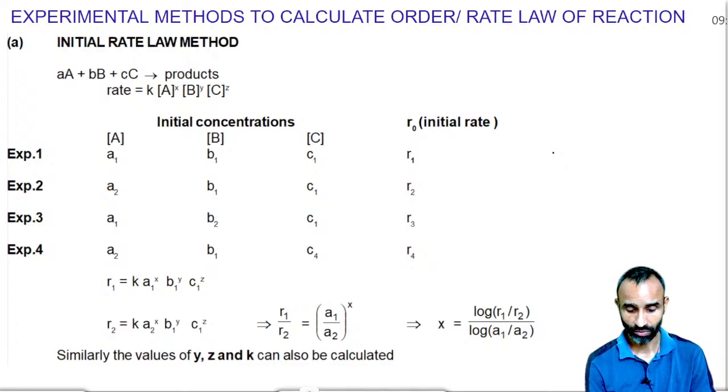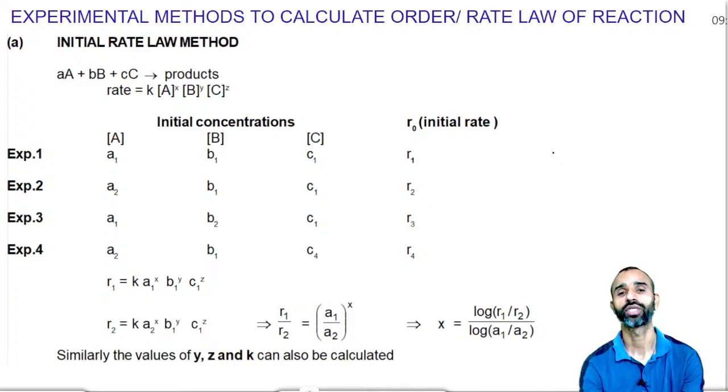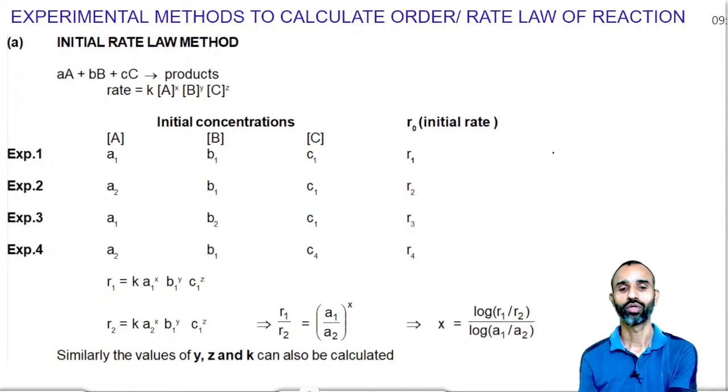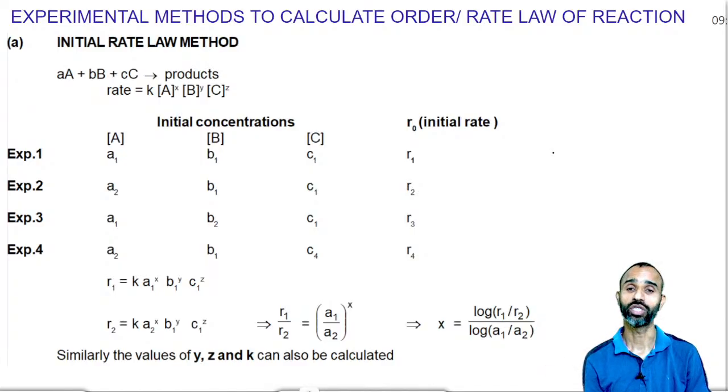In the initial rate law method, let us say we have a reaction in which a moles of A react with b moles of B and c moles of C to give product, and rate is k, [A] raised to power x, [B] raised to power y and [C] raised to power z. So the order of reaction is x plus y plus z. We can calculate x, y and z from the experimental method. Let us say we do 4 experiments.